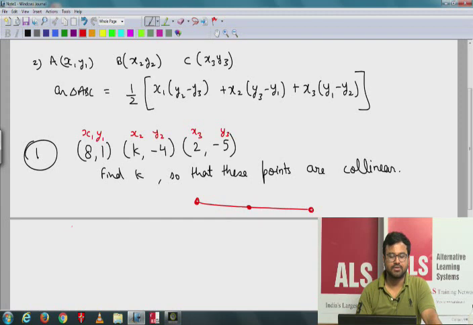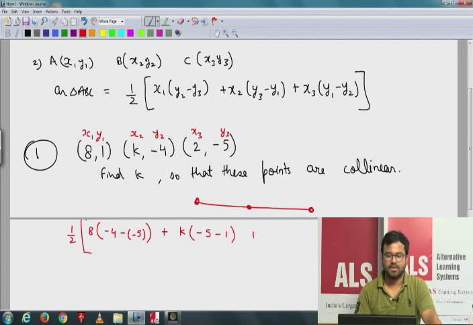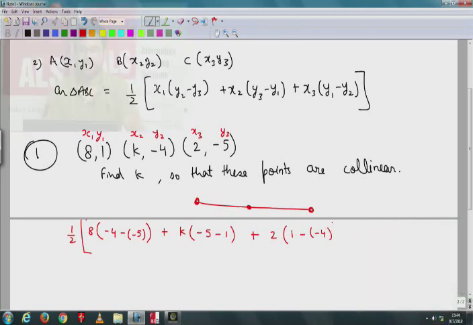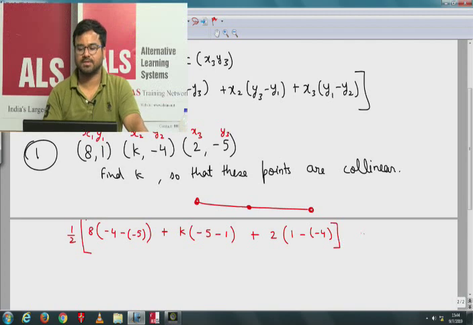So we can substitute the values in the formula: half of x1, which is 8, times y2 minus y3, so minus 4 minus of minus 5, plus x2, which is k, times y3 minus y1, minus 5 minus 1, plus x3, which is 2, times y1 minus y2, 1 minus of minus 4. This is equal to 0.